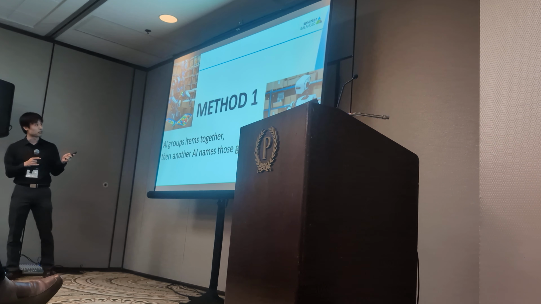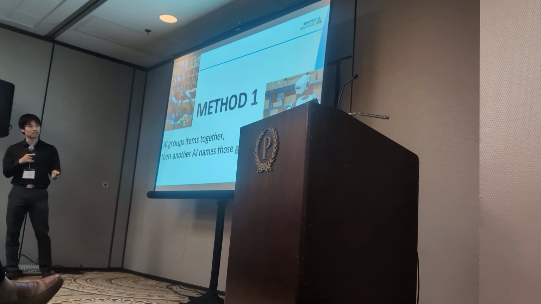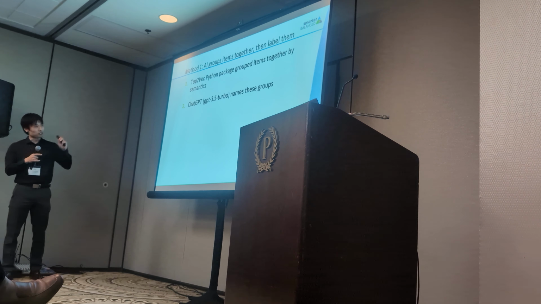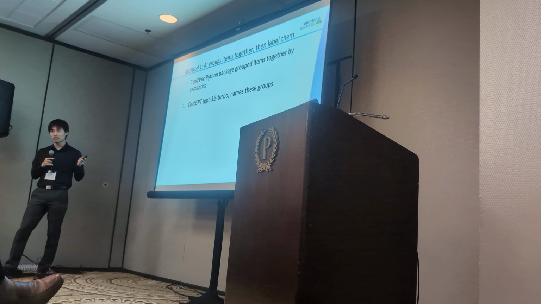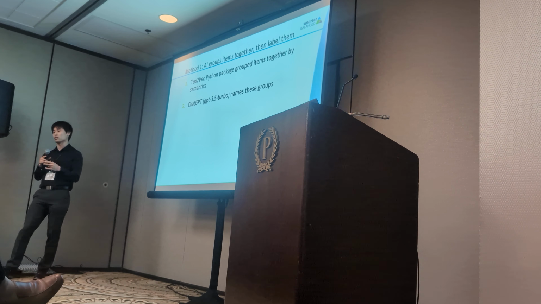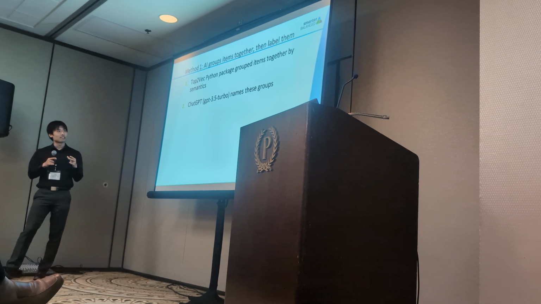So I generated these images using AI. So the first robot is sorting these balls into different boxes based on similarity. And then the second robot is naming those boxes. So that's the idea. And the first robot is called Top2Vec. It's a Python package, and it groups together items based on semantics. The second robot is ChatGPT, or GPT 3.5.